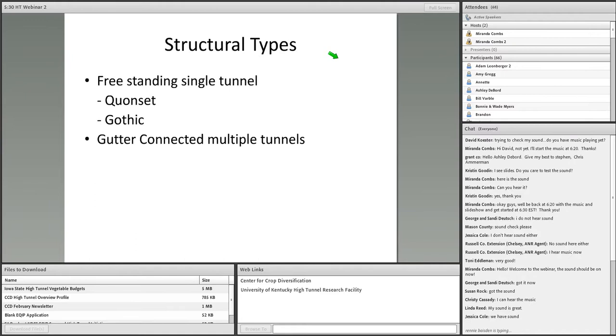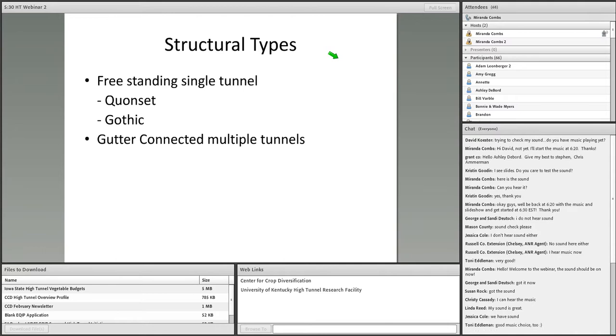So let's talk about some of the different structural types. You have freestanding single tunnels, Quonset and Gothic being probably the two most common, and actually Quonset is probably the most common we've seen with high tunnels. But there's also gutter-connected with multiple tunnels and multiple bays, just like with true greenhouses. Here I've also got some images to show you that.